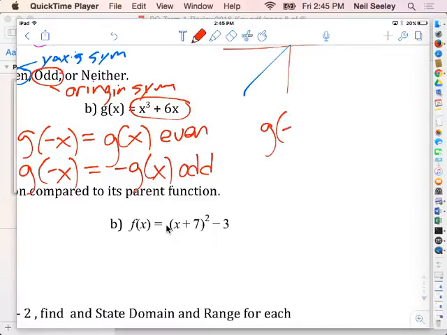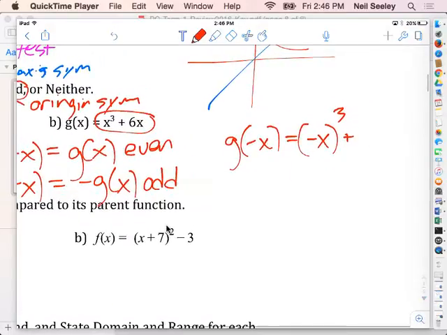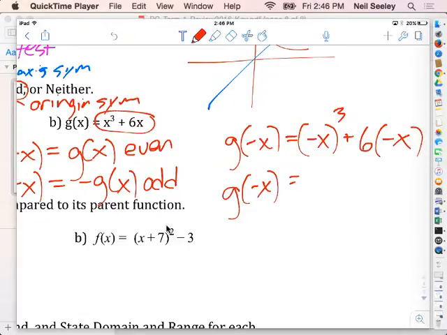I am going to put negative x into that function. So negative x is now cubed, and negative x gets multiplied by 6. And you always use parentheses. And then when you simplify, you'll see that a negative to an odd power is still negative.